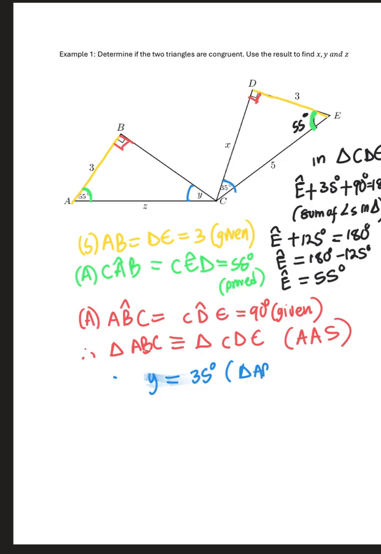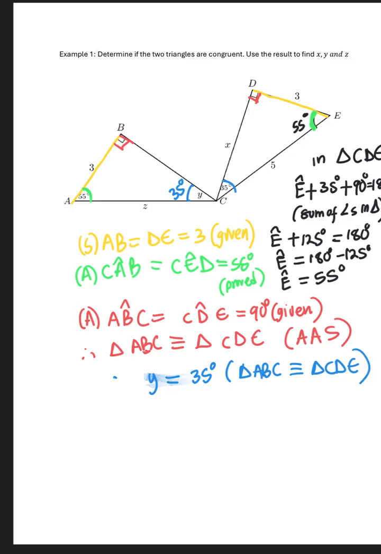Triangle ABC is congruent to triangle CDE, because the question said that we must use the result to find x and y. So y is 35. We don't need to use long steps. And then the value of x will be what? For the value of x, we just look for the side that is opposite, and then we'll be able to find the value of x.